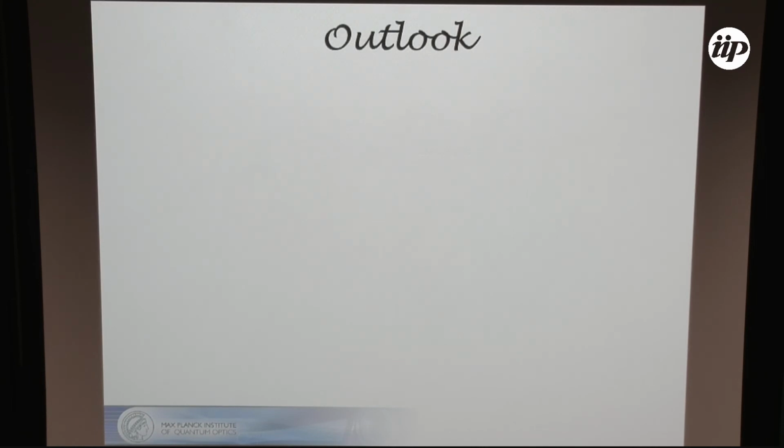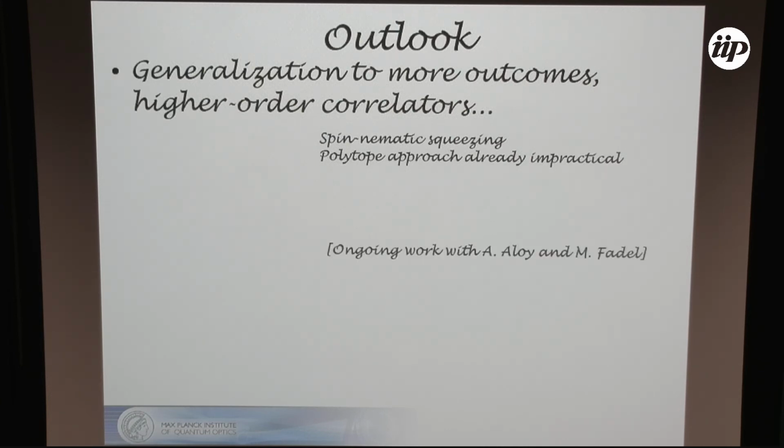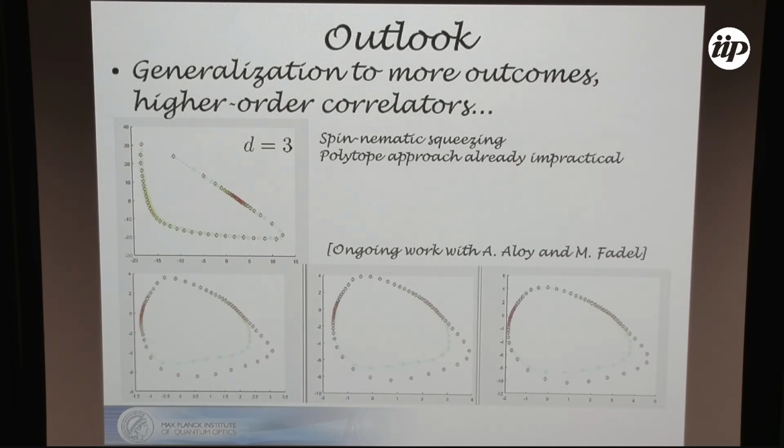To finish, some outlook. Of course, you can generalize this to more outcomes and higher order correlators. Spin nematic squeezing would be for spin 1, or 3-outcome inequalities, where the polytope approach is already impractical. We tried that before with the polytope, but it was impossible to get some useful classes of inequalities. This is ongoing work. We have also seen that sometimes the approximation has some problems, so maybe one has to go to higher levels of the hierarchy, using higher degree sum of squares representations.